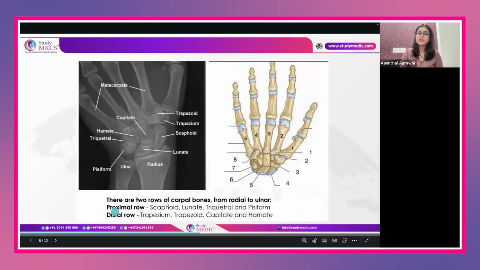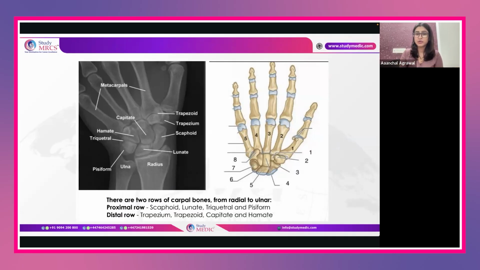Okay, so the proximal row contains what? Scaphoid, lunate, triquetral, and pisiform. Pisiform is the medial one, and the lateral one is scaphoid. From lateral to medial, it is scaphoid, lunate, triquetral, and pisiform. In the distal row, from lateral to medial, it is trapezium, trapezoid, capitate, hamate. Okay, now what will be the question?